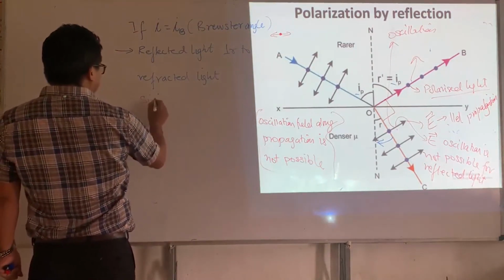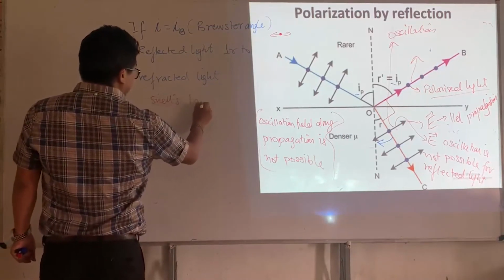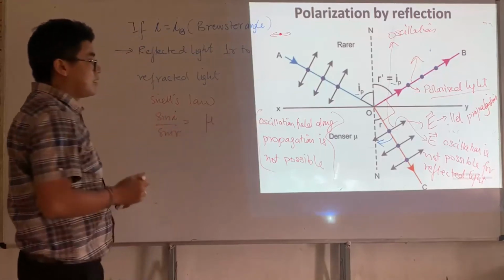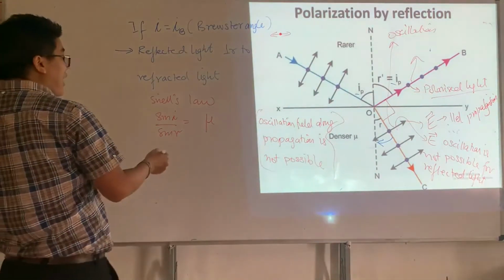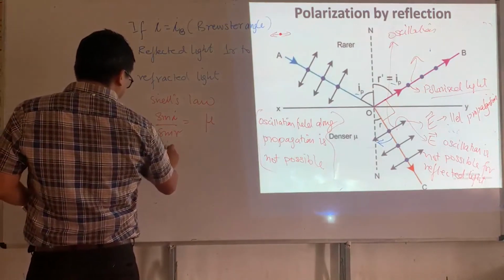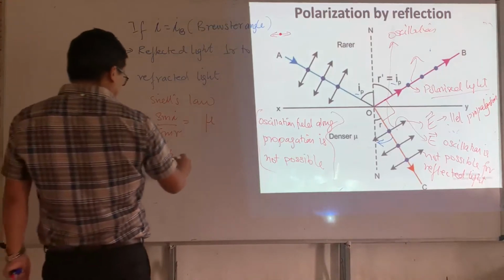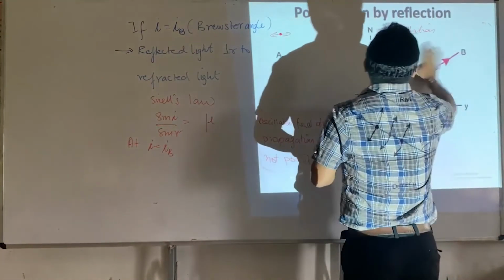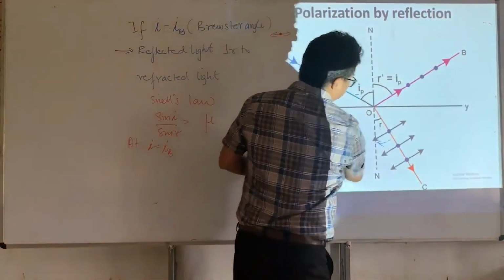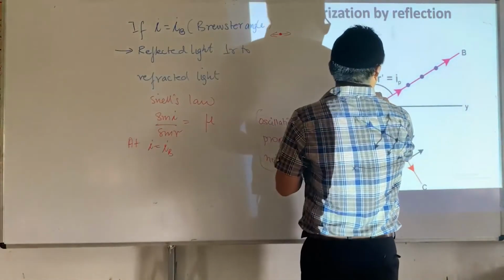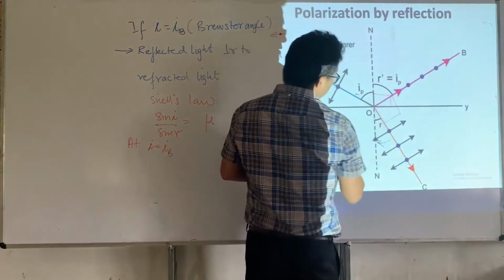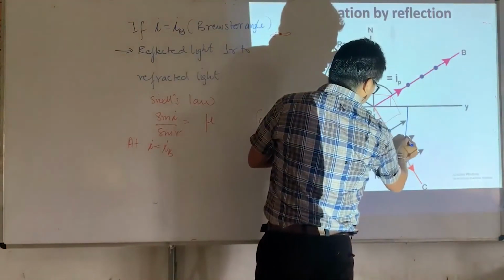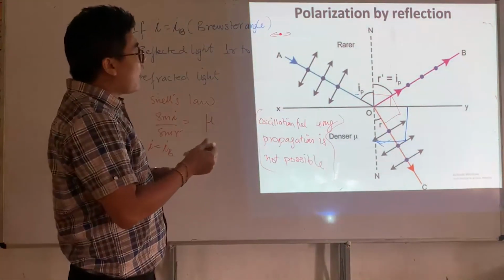So now I use Snell's law. Snell's law says that sine i divided by sine r is equal to mu, that is the refractive index. Now I say that i is equal to the Brewster angle. Then again, I'll just tell you this. This is 90 degrees. This is 90 degrees, and this is also 90 degrees.